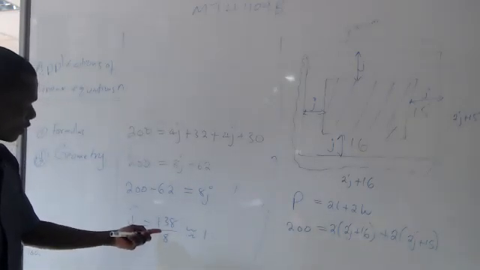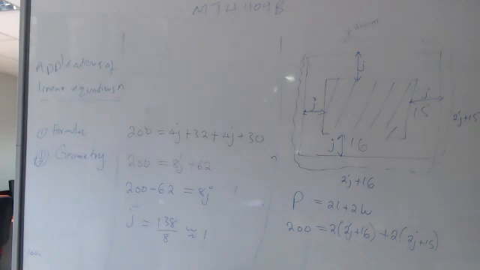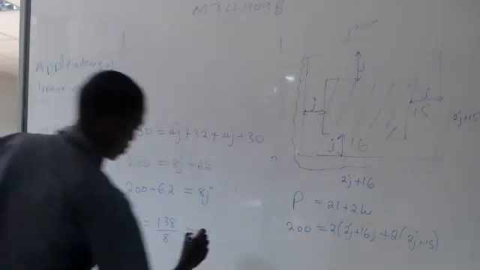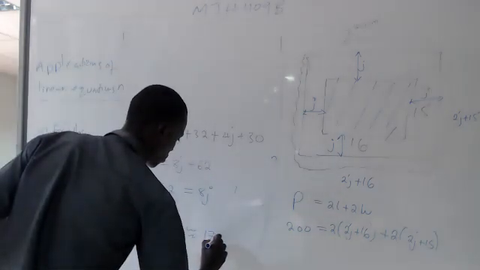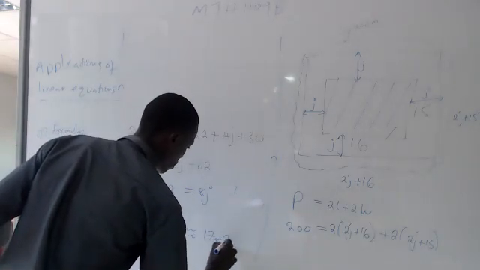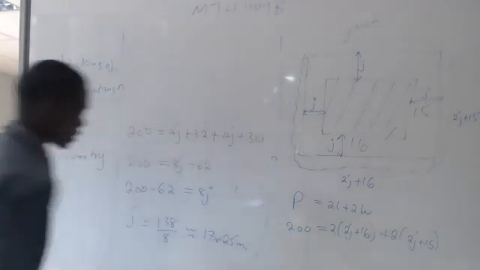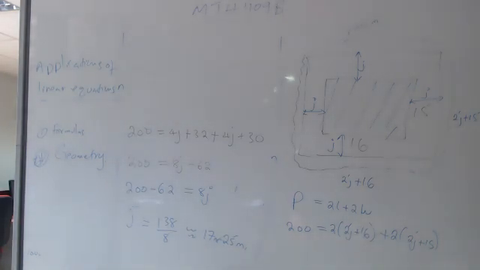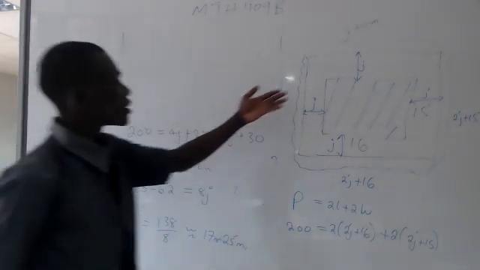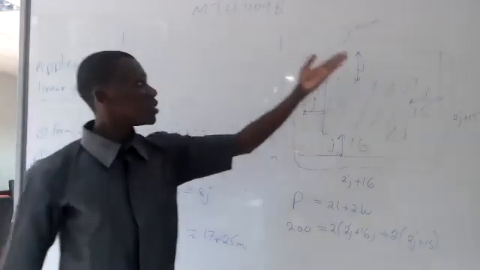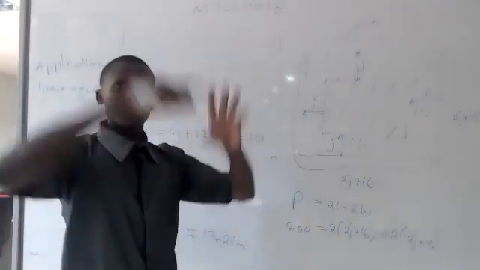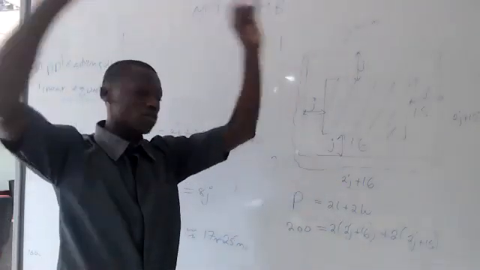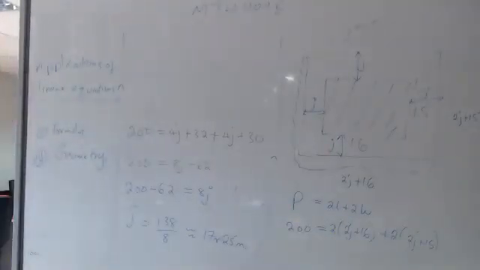Dividing, this will be 17.25 meters. So here you should have recalled that you're dealing with a rectangle and you're expected to use this formula for finding the perimeter, the distance all around the rectangle.